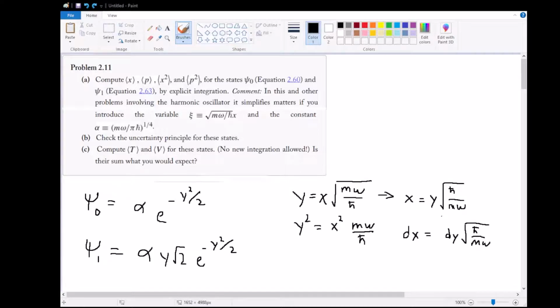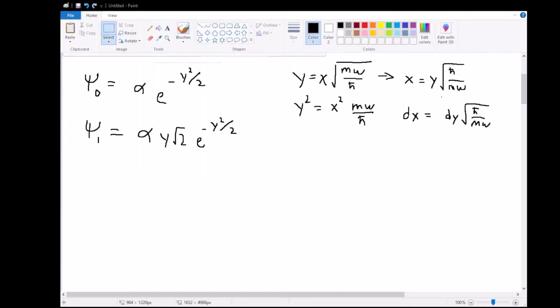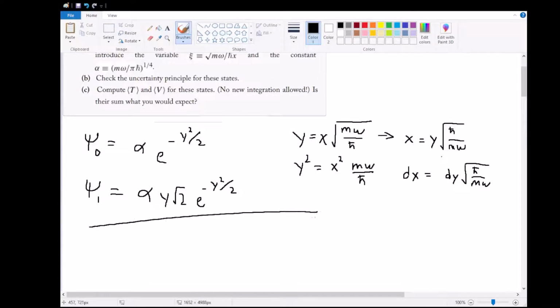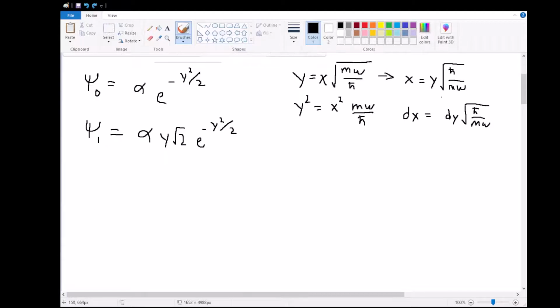We now have to do everything all over again for the psi1 state. Okay, let's do this tedious process all over again for psi1. So we know that psi1, we've written it out in terms of alpha and y. Let's start right away with just x.